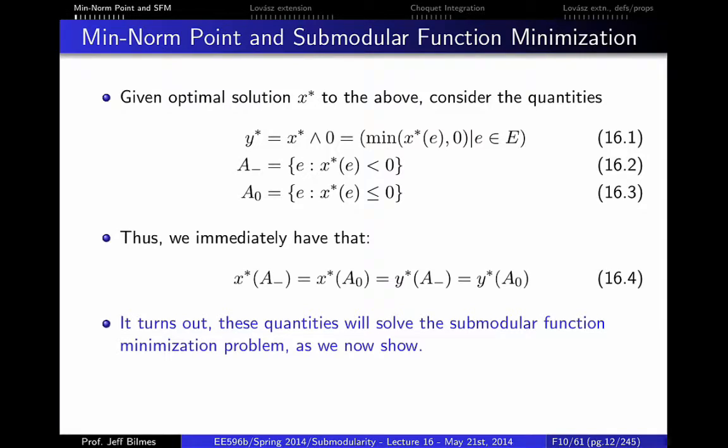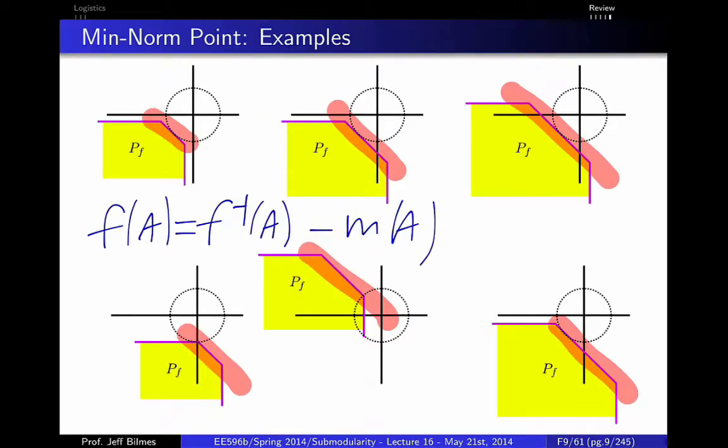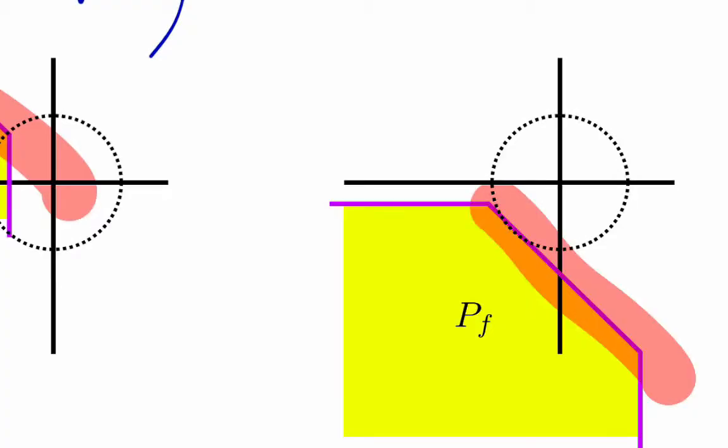Now it turns out that these quantities solve the submodular function minimization problem, strangely enough. So it means that you find the minimum norm point. I'm going back to here. You find the minimum norm point here, like this guy, if this is the polytope here, and this is the minimum norm point. So we have two coordinates. Let's say that this is E1 and E2.